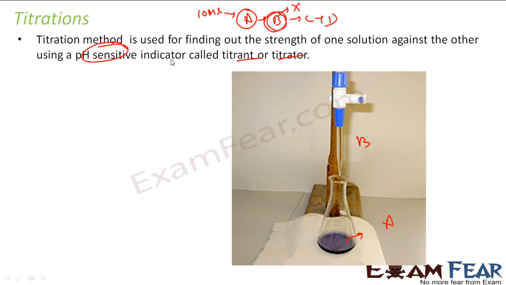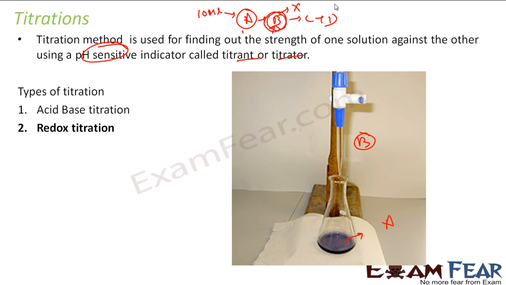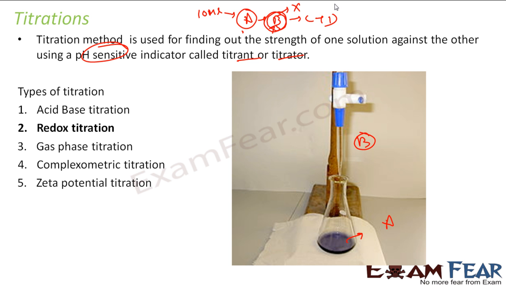We will talk about this. And then you say that if X ml of B is required for 10 ml of A, then you can find the strength of A, right? What is the percentage strength, those kinds of stuff you can find. You have done this kind of thing in the labs, titrations, where you find the strength of one solution. And there are various types of titration: acid-base titration, redox titration, gas-phase titration, complexometric titration, zeta potential titration, and many more. But in this case, we'll be focusing more on redox titration because that's our chapter.